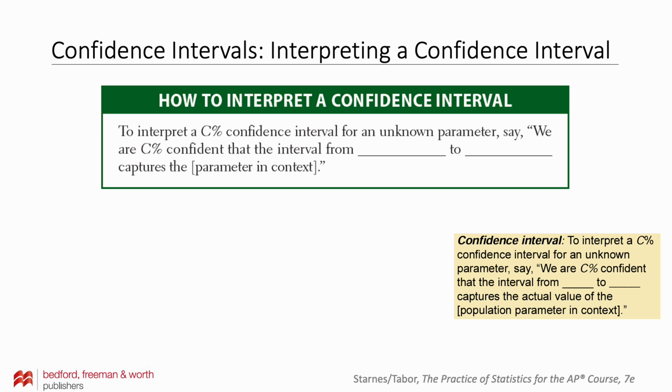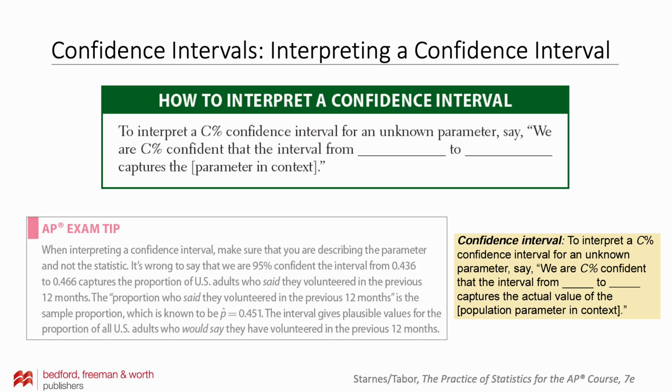There is a specific way for interpreting a confidence interval for an unknown parameter. The way we write it is: we are C% confident that the interval from the starting value to the ending value captures the true value of the population parameter in context. You do need to be very careful to describe the parameter and not the statistic.